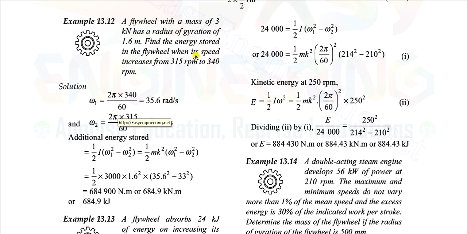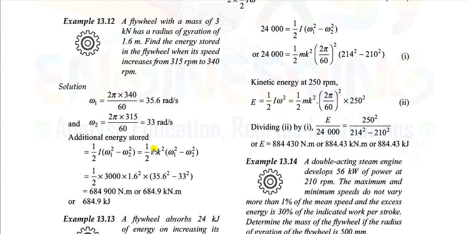How? Because see here, we want I, and I told you I is equal to m k square, where k is the radius of gyration. The radius of gyration is given as 1.6 meter. How much energy will it store when the speed increases from this speed to this speed? First you have to get, this n value is speed in rpm, revolution per minute. We have to get angular velocity in radian per second, so omega 1 and omega 2. Maximum speed is omega 1, minimum speed is omega 2.